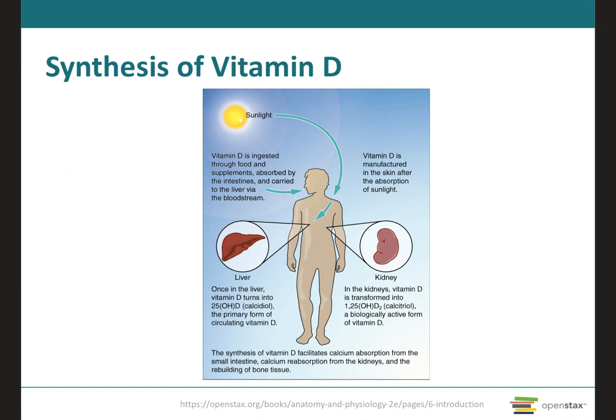Therefore, synthesis of vitamin D will be important to facilitate calcium absorption from the small intestine, also calcium reabsorption from the kidneys as the blood gets filtered in the nephron, and it will also be important for the rebuilding of bone tissue, as calcium is going to be important for that rebuilding of bone tissue.